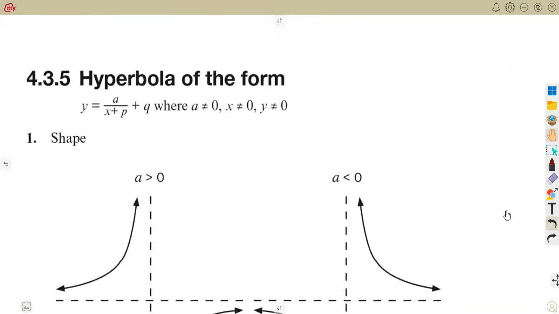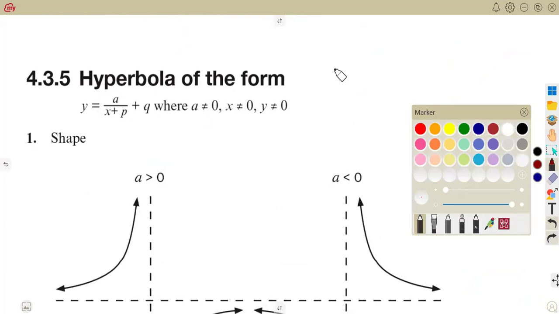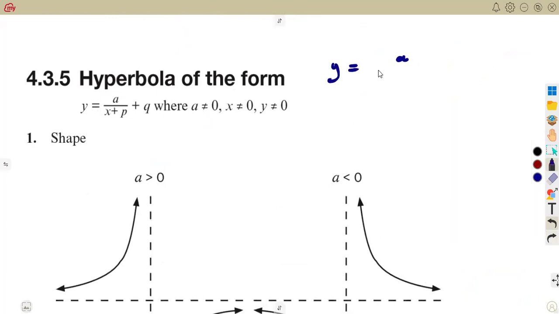When you are given this format, which can differ with your textbook, you can have other textbooks writing this as y is equal to a over x minus p, plus q. When given it in this format, it has changed, guys. So it follows that for this format we can determine the asymptotes.